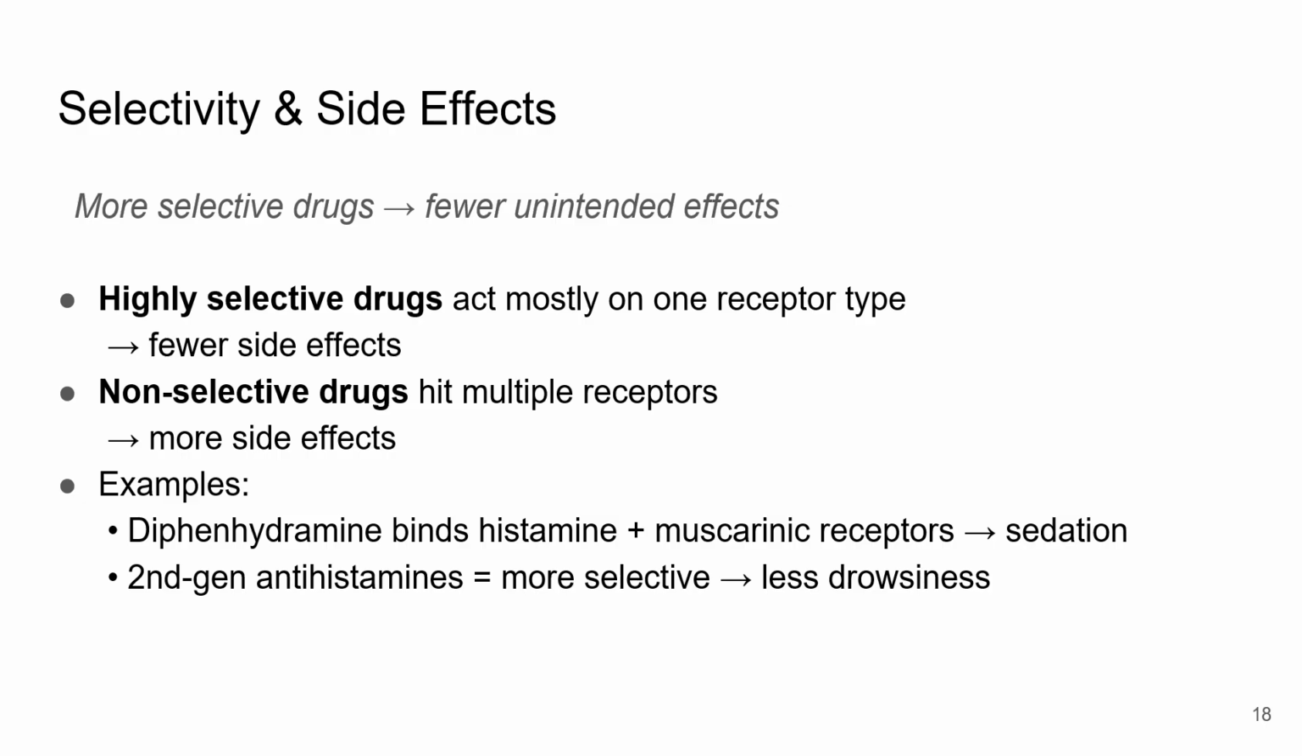By comparison, we have the second generation antihistamines that are more selective for just the histamine receptors and have much less activity at other receptors, which is why they cause less drowsiness. So the key takeaway here is that selectivity helps predict tolerability. The more narrowly a drug targets its receptor, the more predictable and manageable its side effect profile will be.